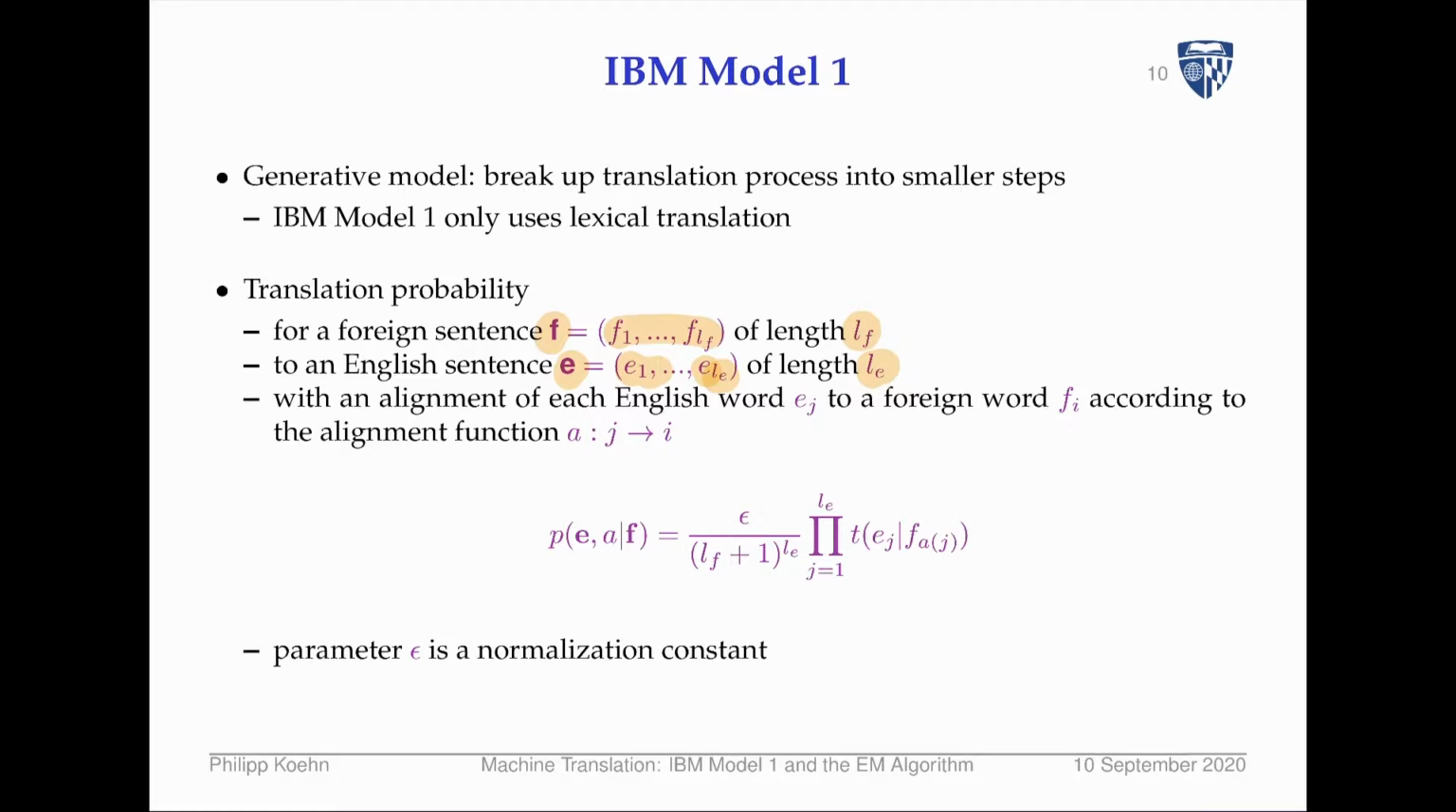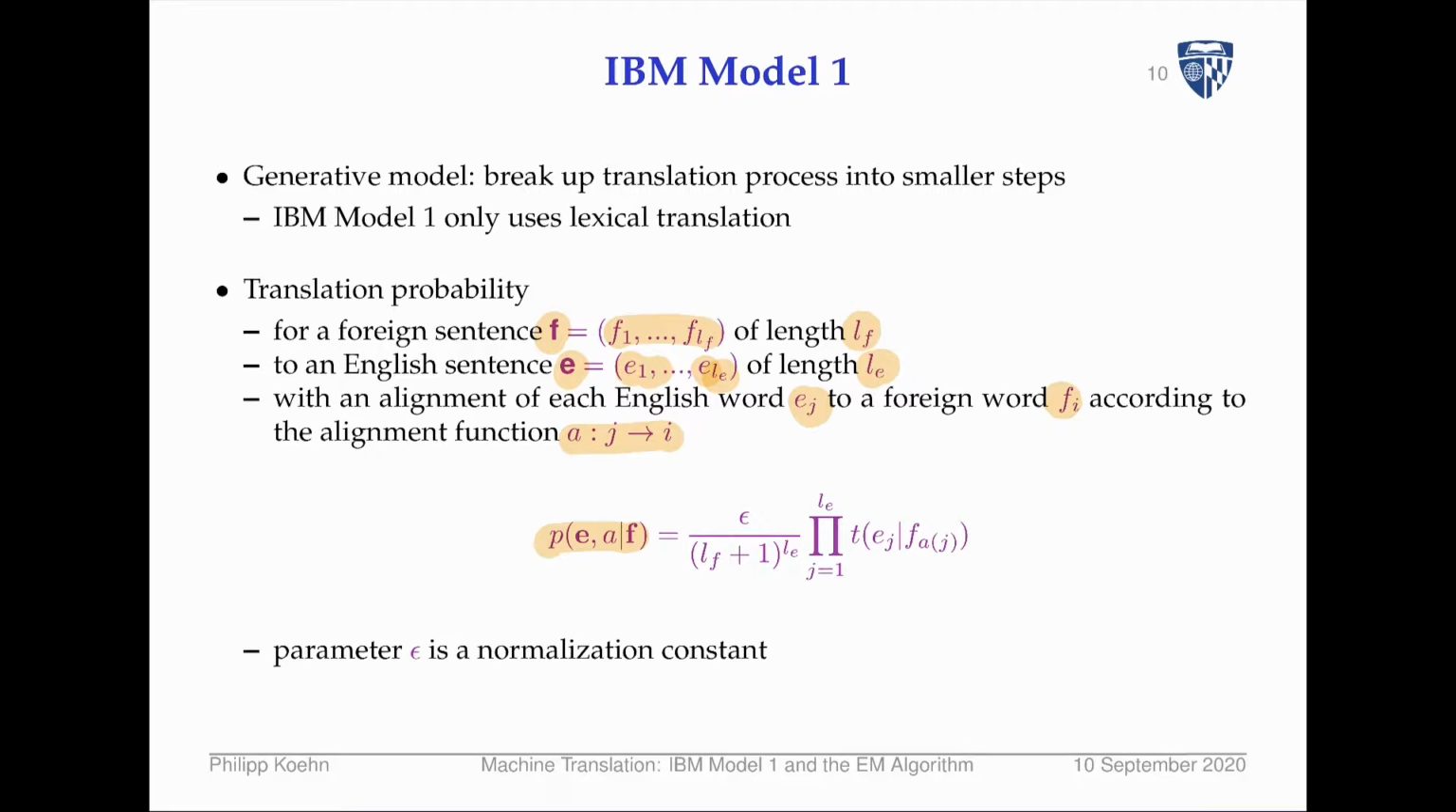The alignment function, again, is we're going to map each English word to a foreign word according to an alignment function. Someone also gives us an alignment function. And then we can compute with that the probability of the English sentence given the foreign sentence and that alignment function.